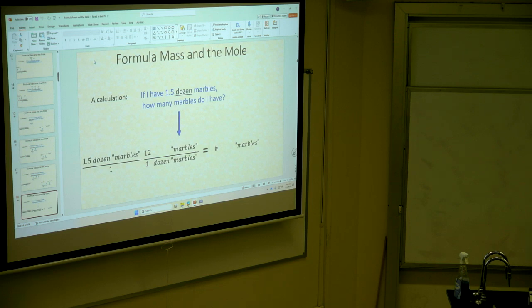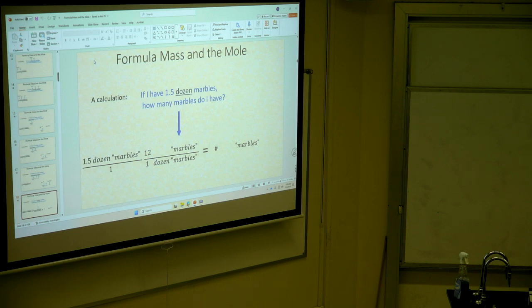And now I'm going to grab the definition of dozen from the other slide. Dozen. That's not in this question, but just assume you had that on a piece of paper somewhere. And notice I'm lining up. When we do this, you're either going to put 12 marbles on top and 1 dozen marbles on the bottom, or you're going to do it the other way around. You'll have 1 dozen marbles on top and 12 marbles on bottom. It just depends on what you're calculating.